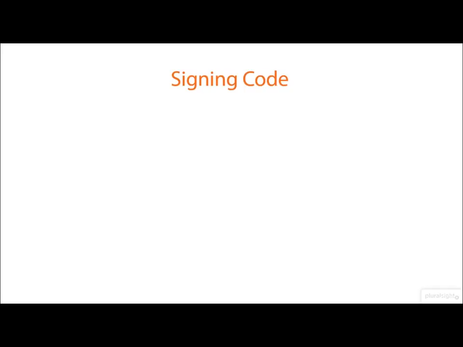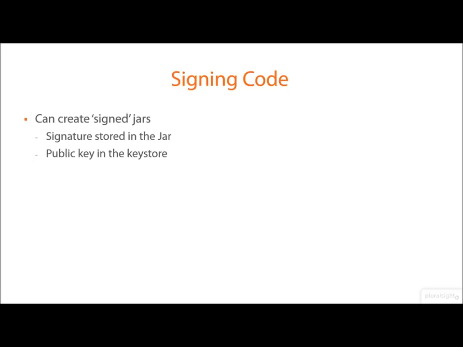So previously, we saw how to set permissions based on where code was loaded from. Now we'll see how to set permissions based on who created the code, that is, who signed the code. So in Java, we can create what are known as signed jars. When we do this, we store the signature in the jar file, and then we store the public key in the key store.